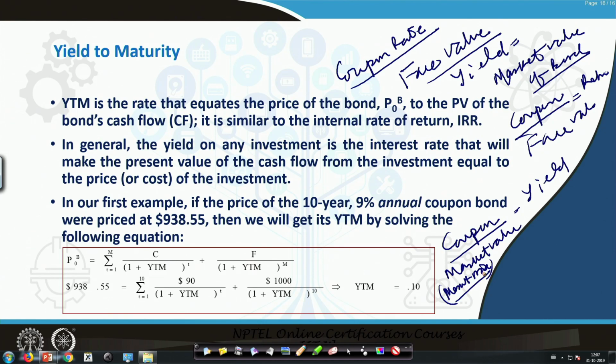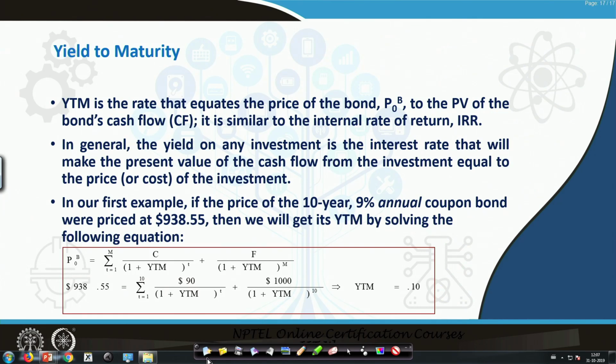And now, if you want to find out the current yield of that particular bond, then 90 divided by 938.55, that will give you the current yield. But whenever you talk about the yield, mostly the yield concepts are quite popular in terms of the yield to maturity. Then what exactly is the yield to maturity?